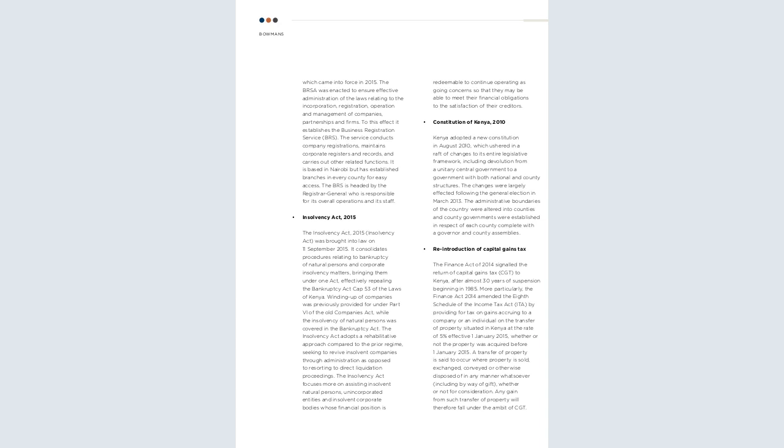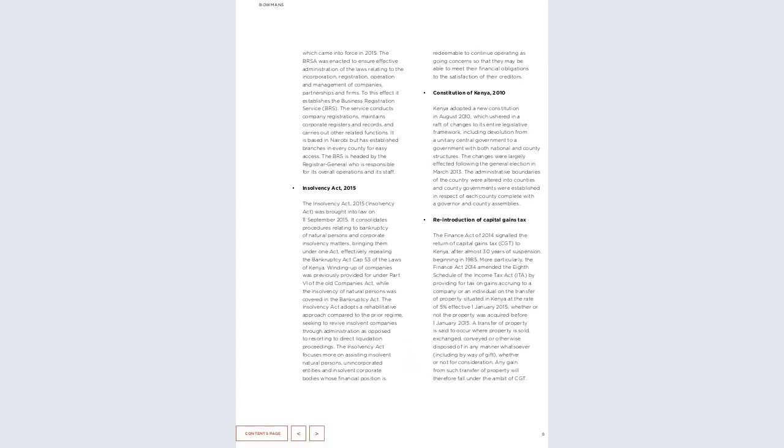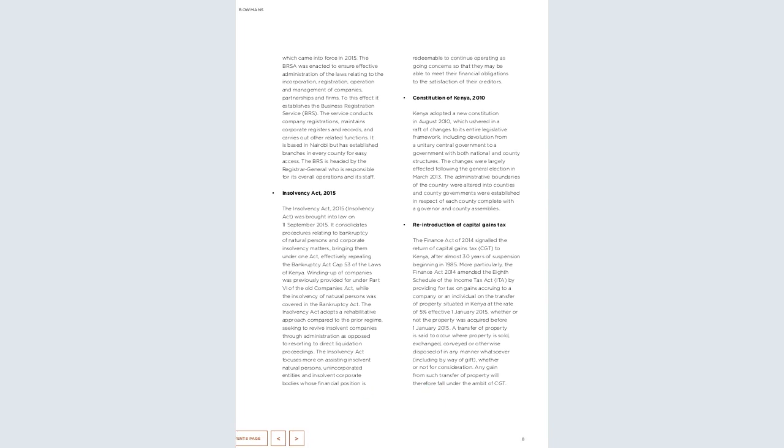The Insolvency Act focuses more on assessing insolvent natural persons, incorporated entities, and insolvent corporate bodies whose financial position is remediable, to continue operating as going concerns, so that they may be able to meet their financial obligations.